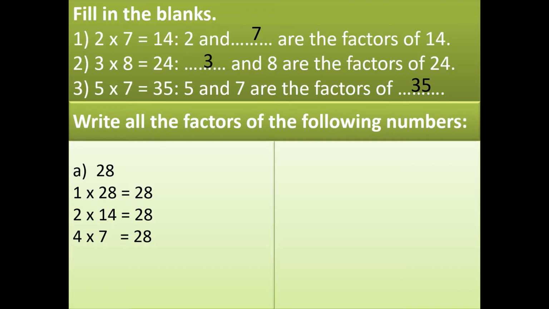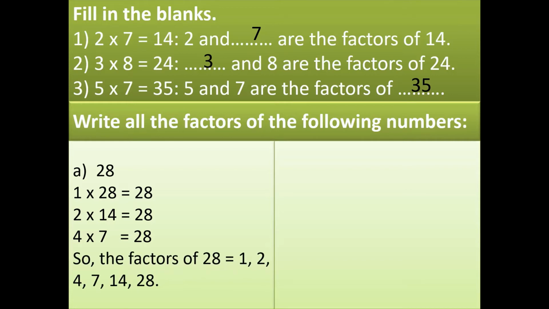Then move on to 5. Is 28 divisible by 5? No, it is not. So leave it. Take the next number 6. Is 28 divisible by 6? No, it is not. So leave it also. Then we move on to 7, which is already covered here. When we have covered all the possible products of two numbers, the factors of 28 are 1, 2, 4, 7, 14 and 28.